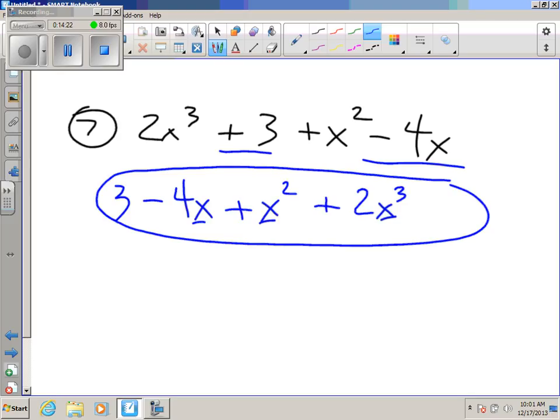15 through 19, find each sum. 19 looks a little bit different, but that's only because why?